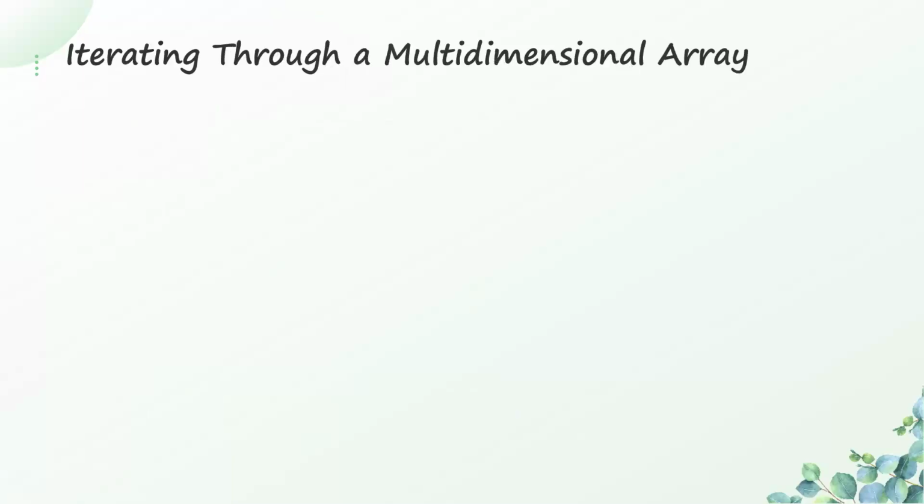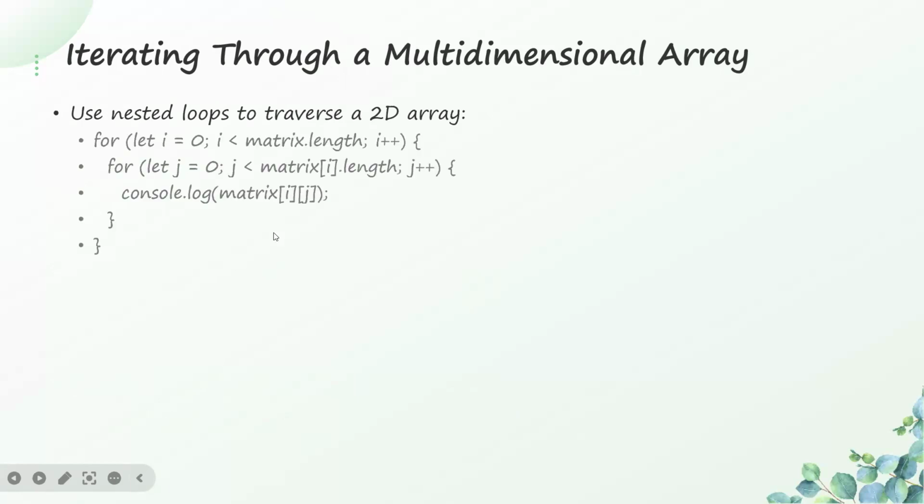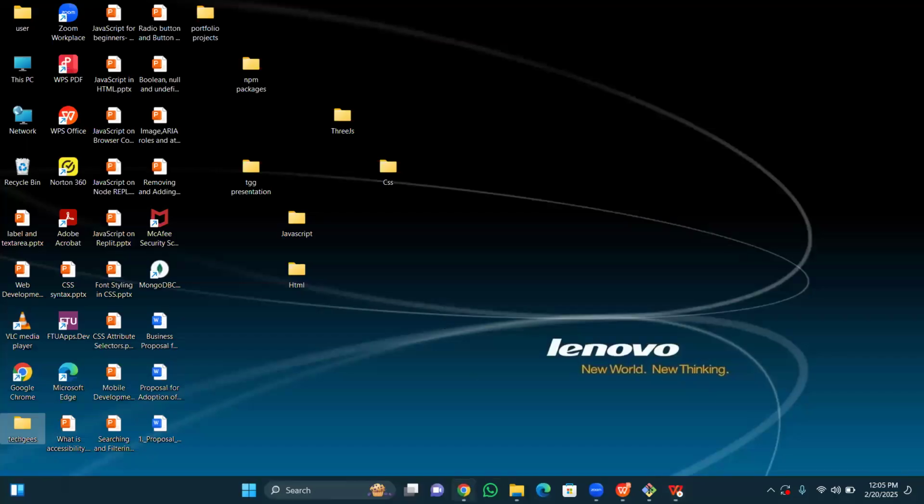How do you iterate through a multi-dimensional array? You can use for loops. You use nested loops to traverse a 2D array. So you look at it: we have this array and we can use a for loop to do this. But let's go back to code. Let's go back to our website.